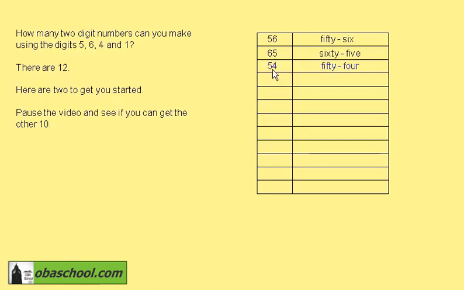Using the 5 and 4 this way round, we could have 54, and the other way round 45. Using the 5 and the 1, we could get 51 or 15. Using the 6 and the 4, we could have 64 or 46. Using the 6 and the 1, 61 or 16. And using the 4 and the 1, 41 or 14.